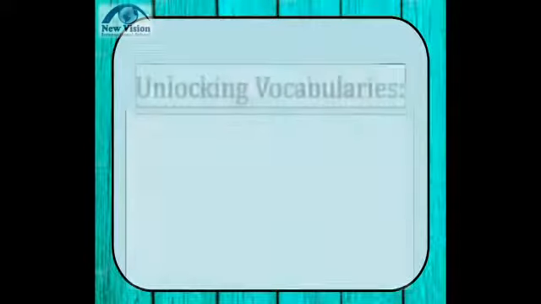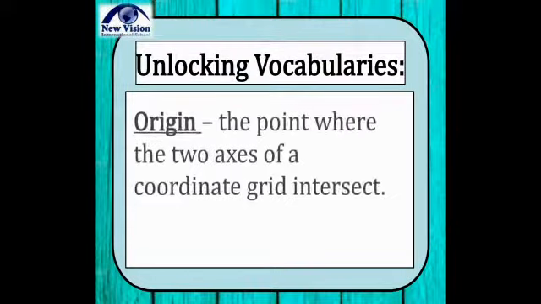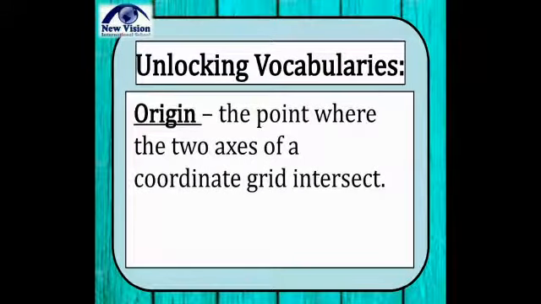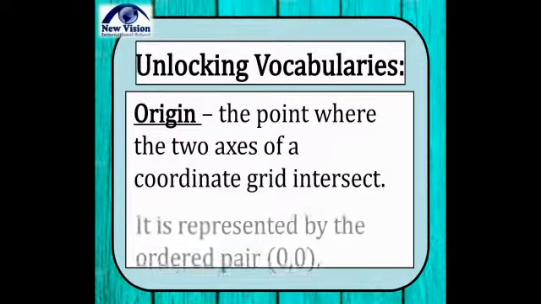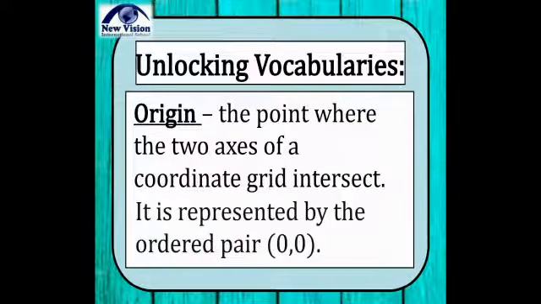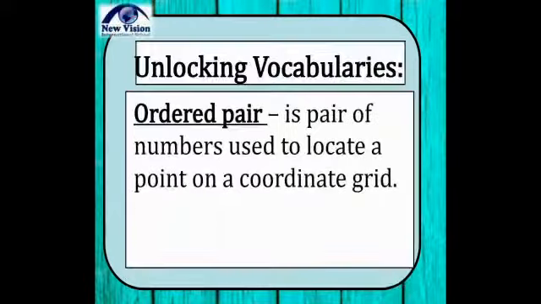Next, origin is the point where two axes of a coordinate grid intersect. It is represented by the ordered pair 0, 0. Next term, we have ordered pair. It's a pair of numbers used to locate a point on a coordinate grid.